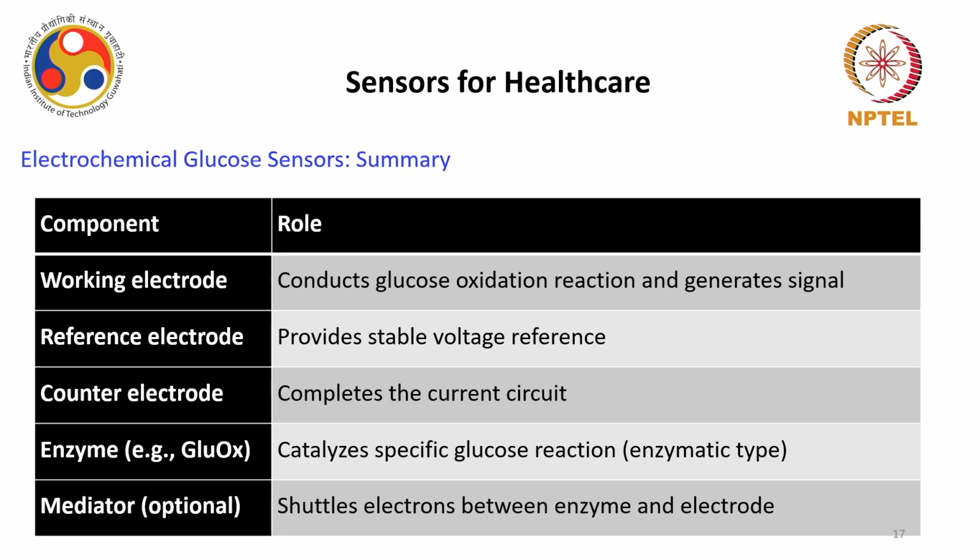So, if I summarize this story of electrochemical sensor, you have different electrodes. You have working electrode which conducts glucose oxidation reaction and generates signal. You have reference electrode which provides stable voltage reference. You have counter electrodes which complete the current flowing by completing the path of the circuit. Then you have enzymes as an important material which is immobilized at the working electrode and it catalyzes specific glucose reaction. Then you have mediators sometimes, which shuttle electrons between enzymes as well as the electrodes.